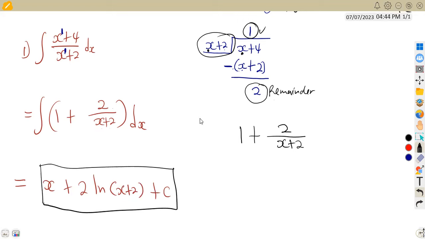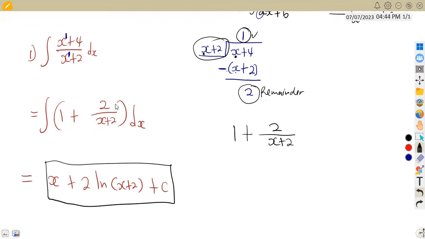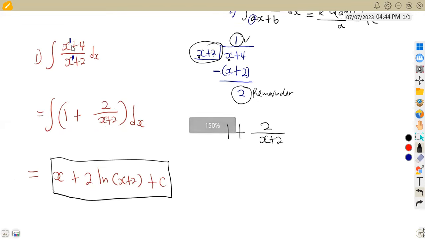As you can see, what we need is to apply long division on a condition whereby the numerator has the same degree as the x in the denominator, or the numerator has a bigger exponent than the one in the denominator. That is what we are referring to.